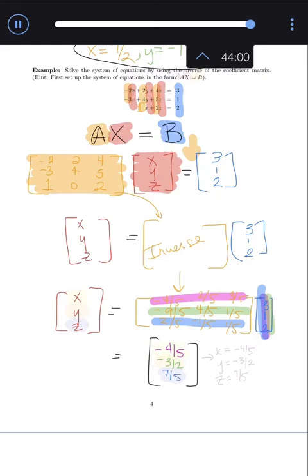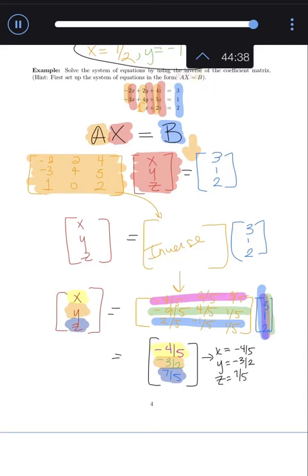What would all of this mean, though? This would mean at the very end of the day that your x is negative 4/5. It would also mean that your y is equal to negative 3/2, and that your z here is equal to 7/5. So as a final answer, you can write that your x is equal to negative 4/5. Your y is equal to negative 3/2, and your z would be equal to 7/5.